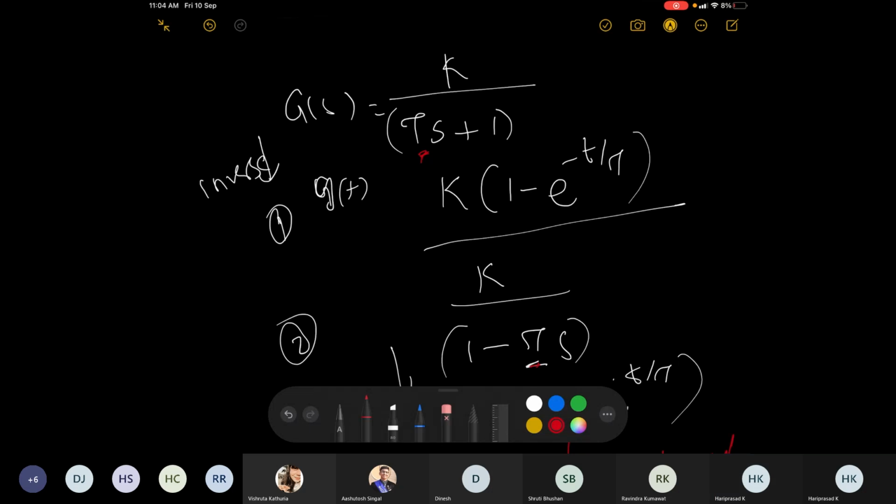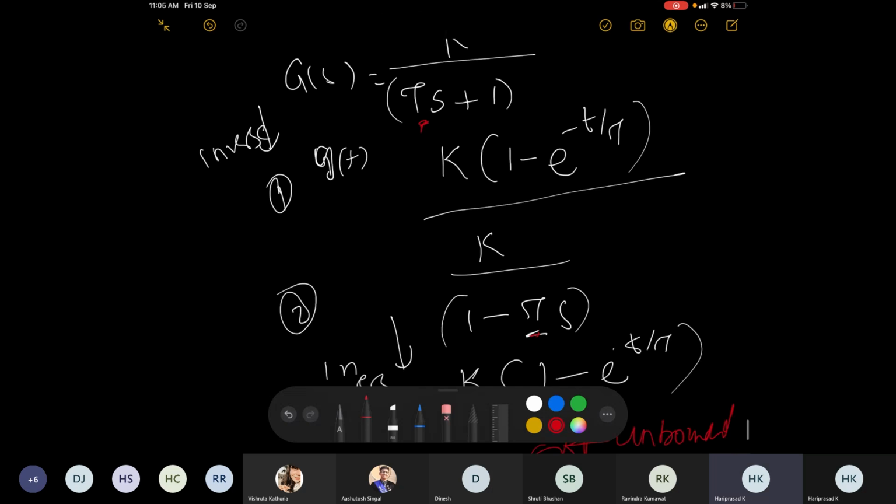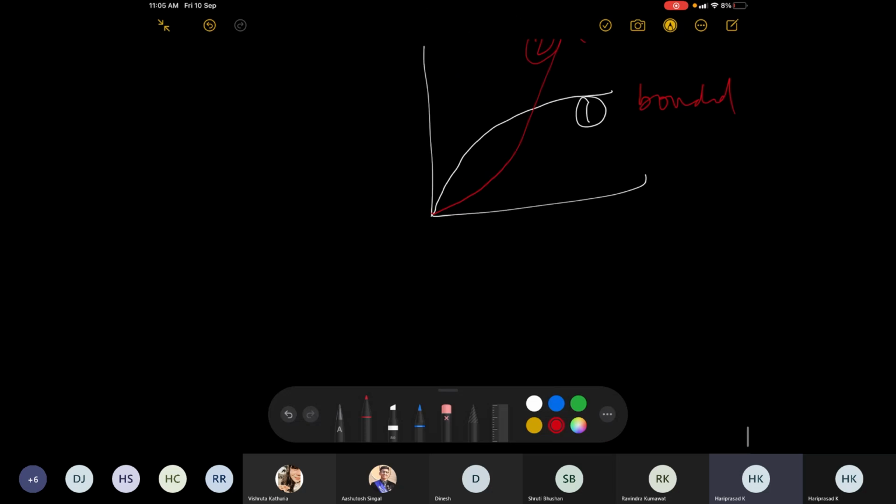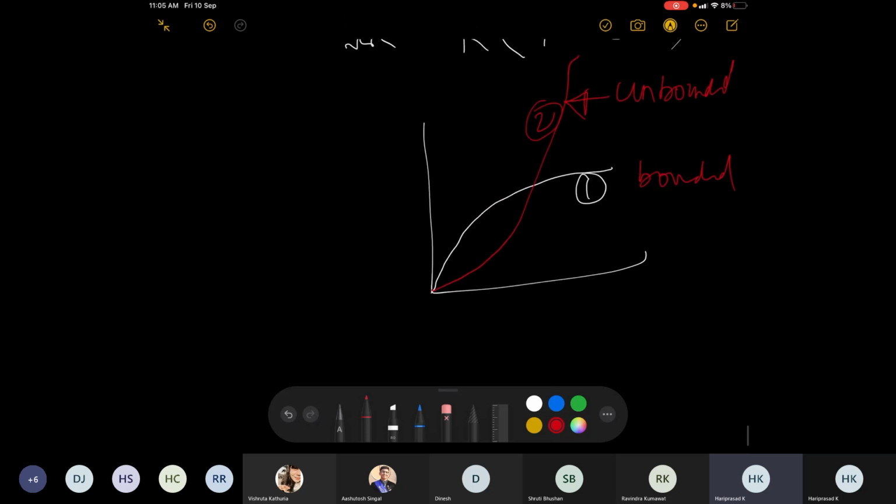You got it? We'll talk about that a little bit more, but I hope you understood the concept. So just the sign change has resulted in bounded versus unbounded behavior. Am I making sense?